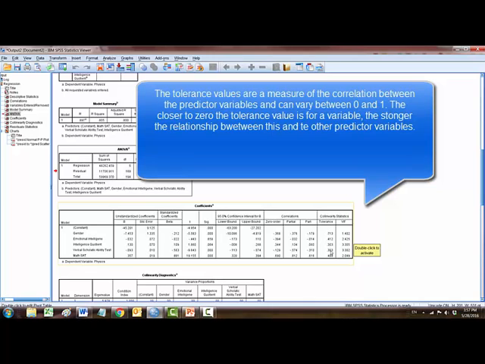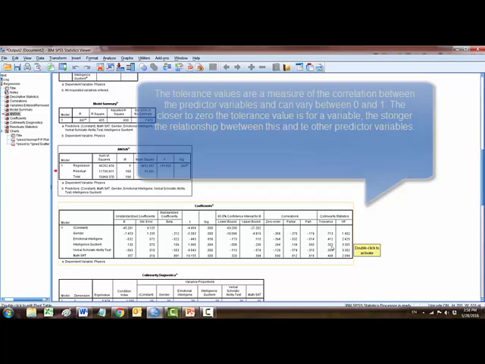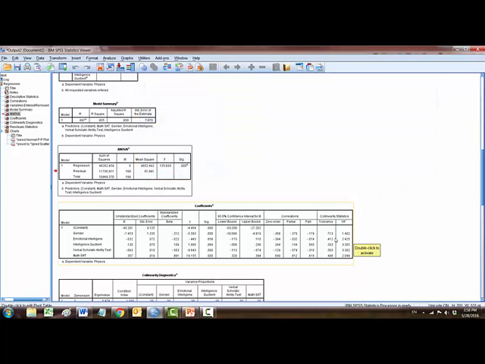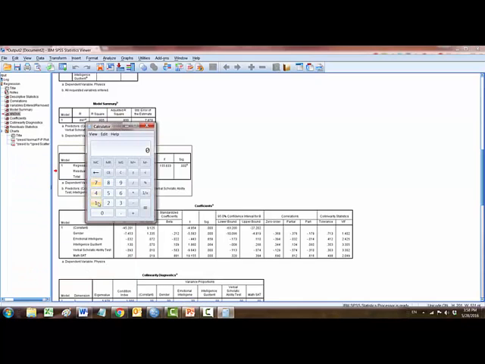The tolerance score also indicates the same thing for us. For this one, if you look here, 0.713, 1 divided by 0.713 will give the same score. Let me pull out my calculator and show you. So 1 divided by 0.713, if you calculate this, you will have the same result here, 1.402. So use one or the other.